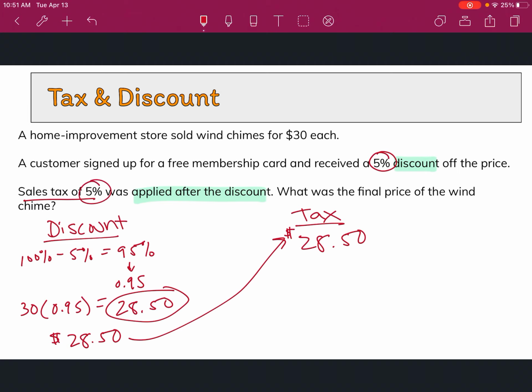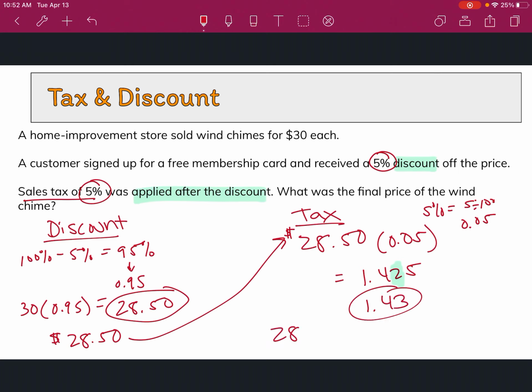So I know the tax is 5%. So 5% as a decimal, okay, 5 divided by 100 would be 0.05. So I'm going to multiply my bill by 5%. And my tax is 1.425. So again, it's money, okay, so we're going to want to round up there. Okay, we round to the nearest hundredths place. So because it's a 5 in the thousandths place, we're going to round up to 1.43.